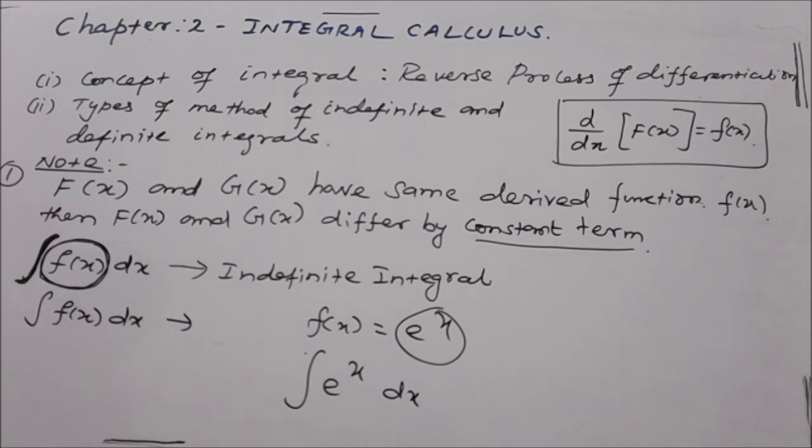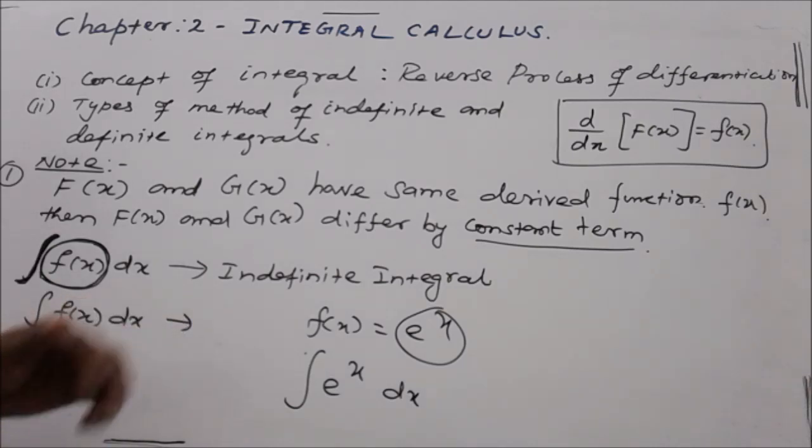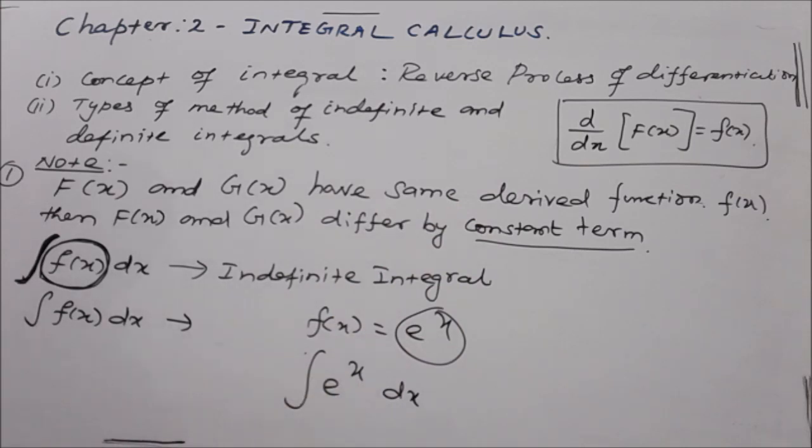The term integration means the process of finding the integral. Then the term constant of integration means any real number c. When we evaluate, we will get a constant term c. That is known as the constant of integration, meaning any real number c considered as a constant function.